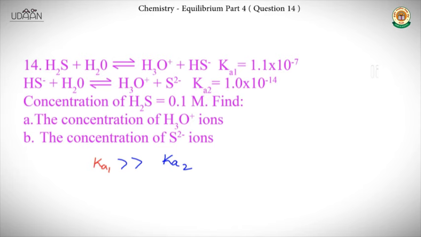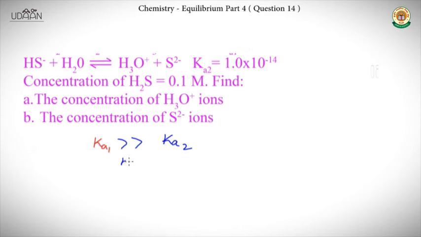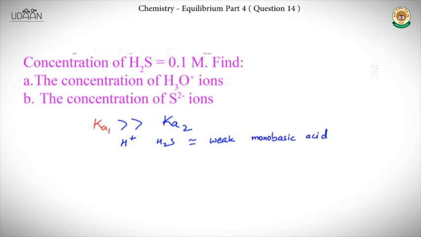Okay, so for the first case, when I need to find the H plus ion concentration, I can consider H2S as a weak monobasic acid. Monobasic meaning its basicity is 1, that is, it has one furnishable H plus ion. Yeah. We're doing this because the hydronium ions obtained from the second reaction will be negligible as compared to the first one. So since it's a weak electrolyte, since Ka1 is small itself, I can use Ostwald's dilution law again.